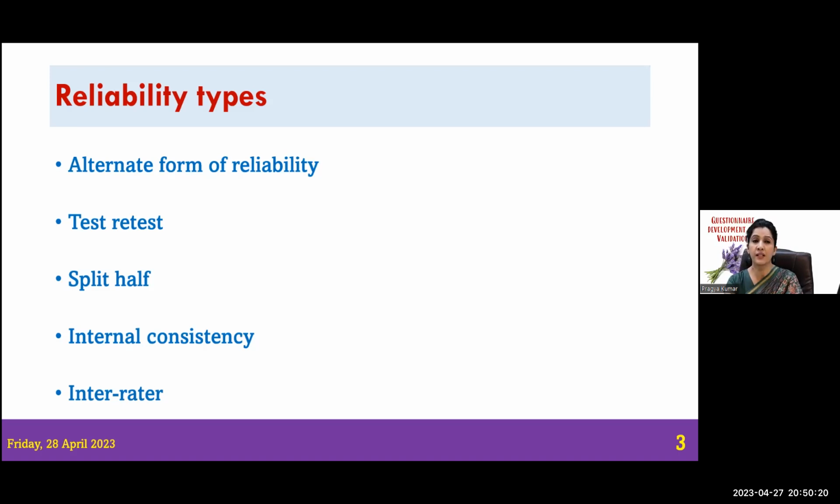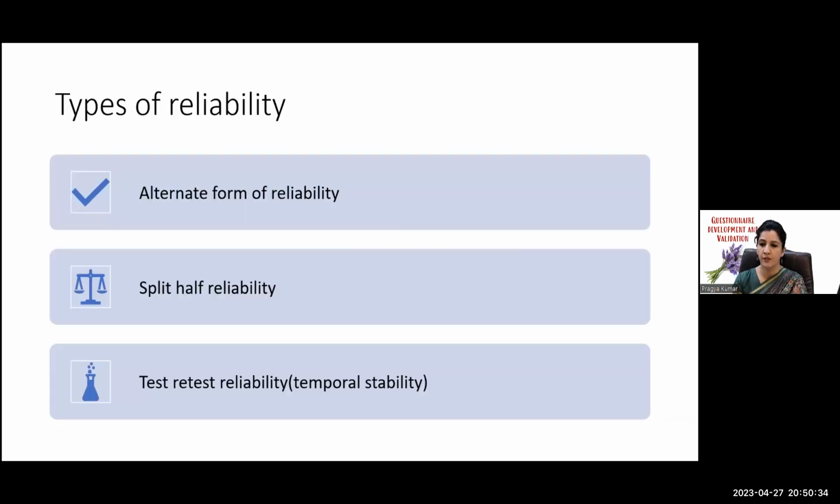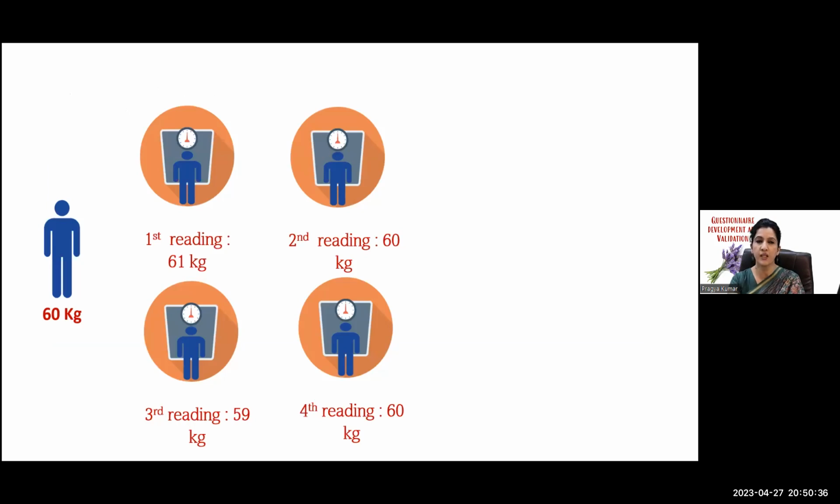Again, coming to internal consistency, and then inter-rater. Inter-rater is the kappa statistic, and we are not covering it because for scales we don't do that, but that is again one type of reliability. So Anaga asks, ma'am, in the alternate form of reliability, are we testing with the same participants? Yes, we are giving the two tools to two different sets of participants, if I'm correct. Yes, two different sets of participants and two different tools, and then we see.